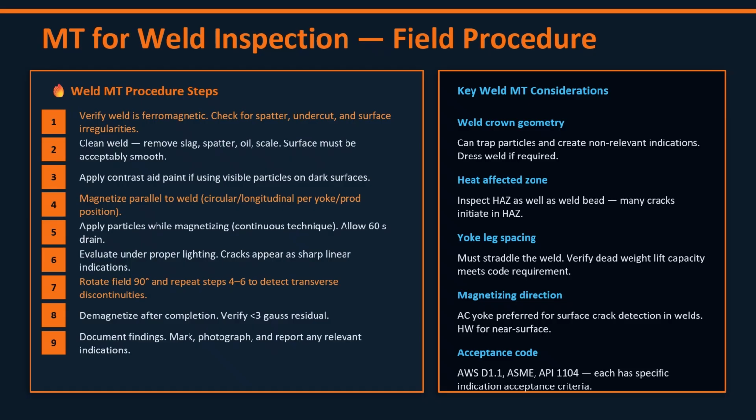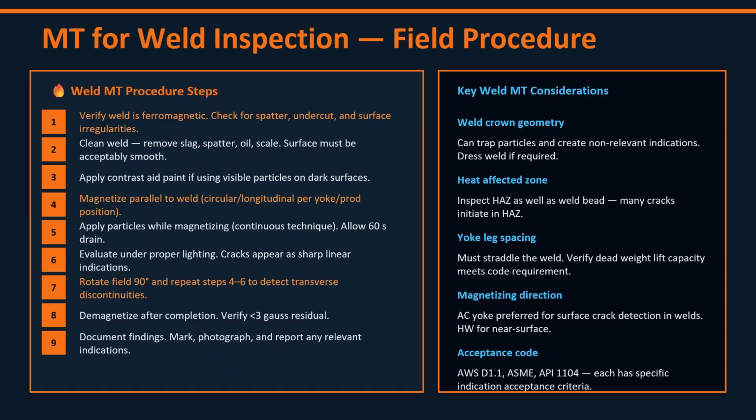With a continuous technique, particles are applied while the field is active, and the surface is allowed to drain sufficiently for evaluation. A weld should not be inspected in only one direction. Rotate the field approximately 90 degrees and repeat the examination. This is particularly important because cracks can be longitudinal, transverse, or oriented at intermediate angles. Do not focus only on the weld crown. The heat-affected zone can also be susceptible to cracking.